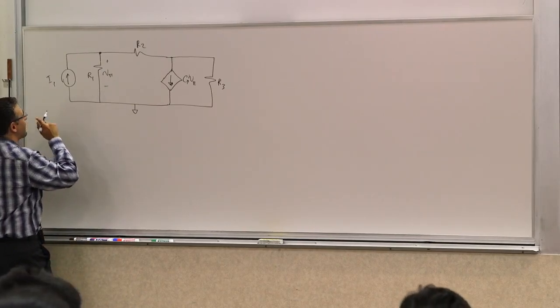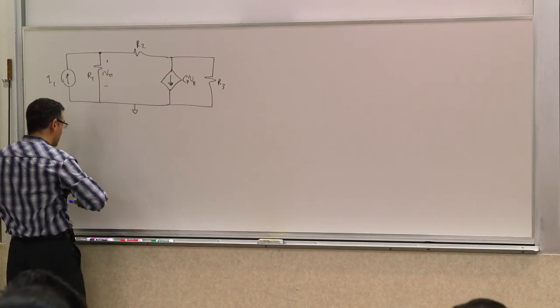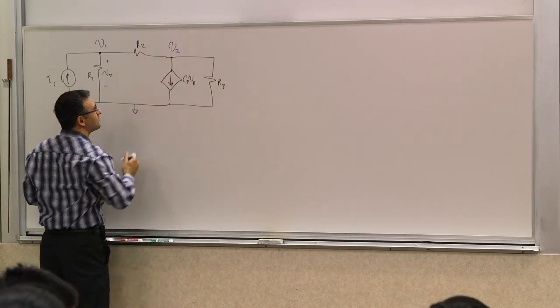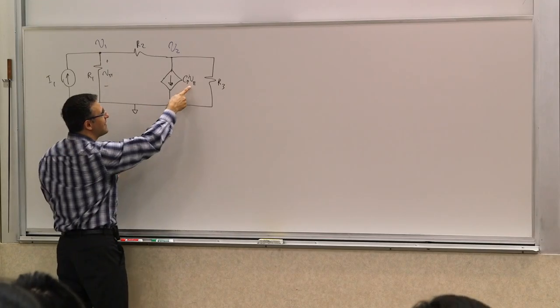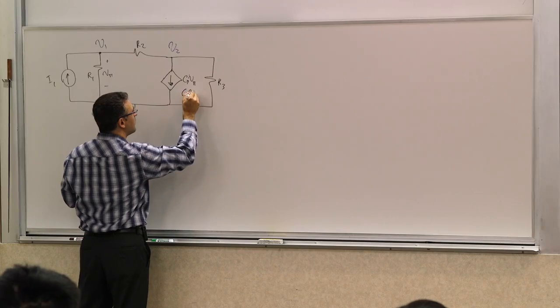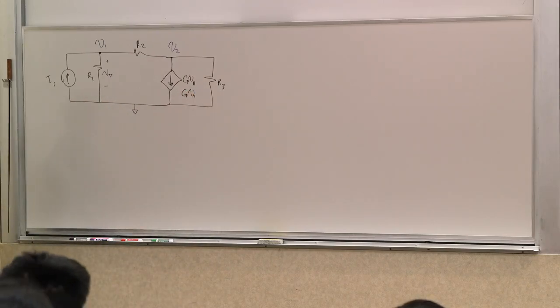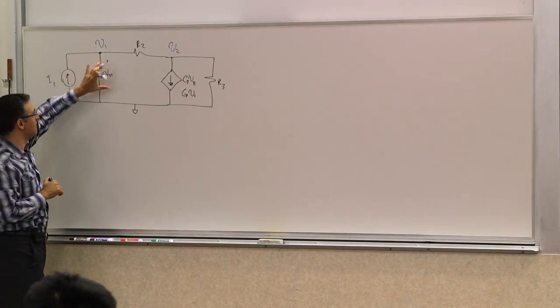When we do that, we have two nodes left. Let's call them V1 and V2. Now, if you write it in this form, then this becomes essentially G, capital G, times V1, because V pi is V1. The voltage across this resistor is V1 minus 0.